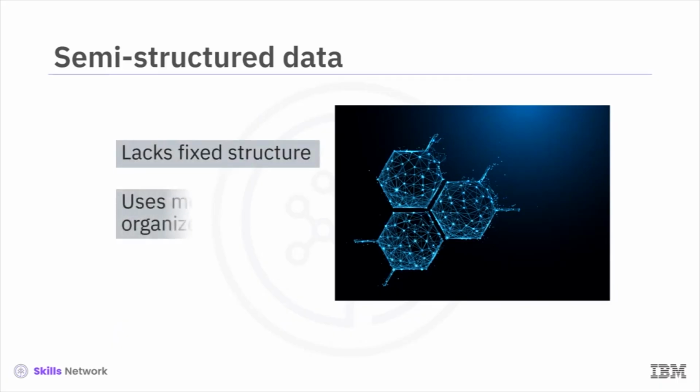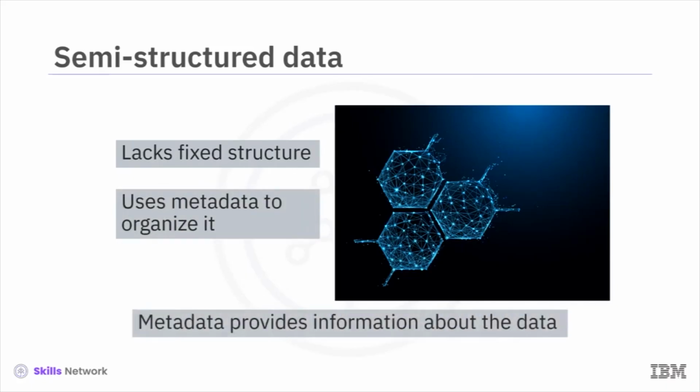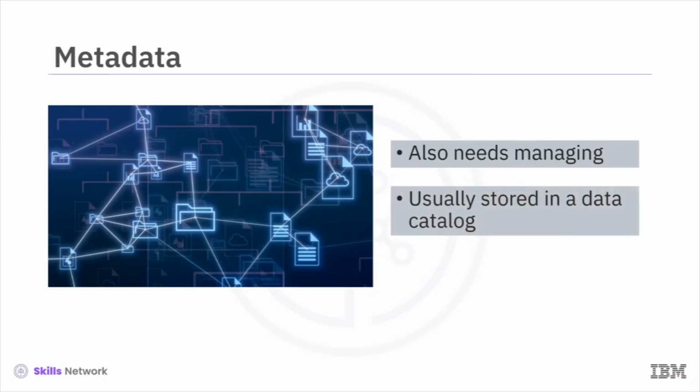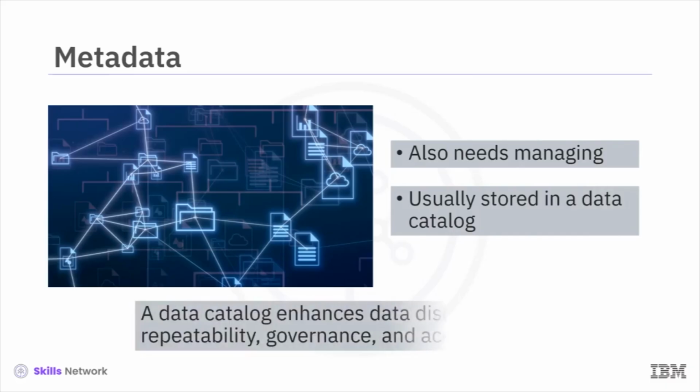It contains tags and elements or metadata, which is used to organize data in hierarchy. The metadata provides useful information about this data. Metadata can be categorized as technical, process, or business. Metadata also needs managing to ensure information access and integration from various sources and appropriately shared across an organization, usually in a data catalog. A well-implemented data catalog enhances data discovery, repeatability, governance, and access.